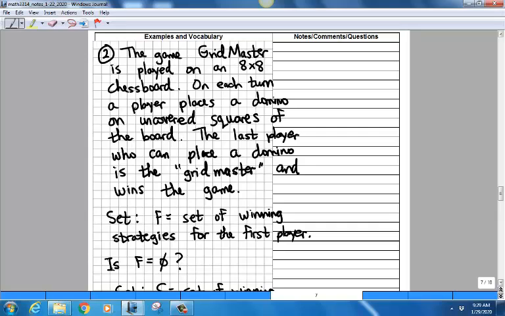It doesn't really need to be square. I'm sorry. It's typically played on an 8x8 chessboard, and on each turn, a player places a domino on the uncovered squares of the board. Sounds familiar, right? And then the last player who can place a domino is the Gridmaster. The first player who cannot properly place a domino has lost.